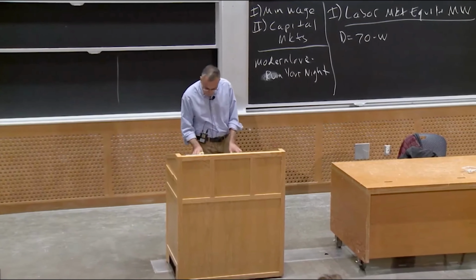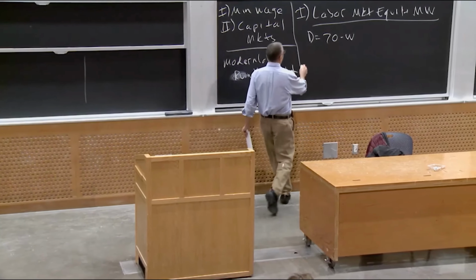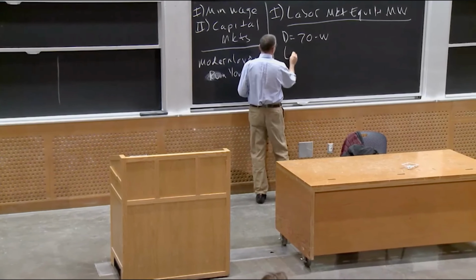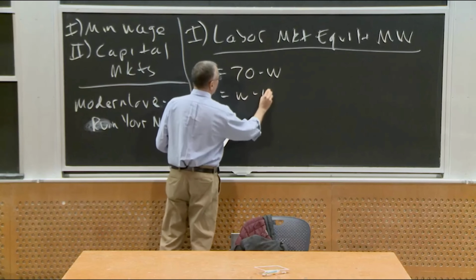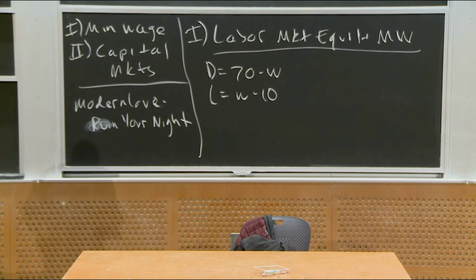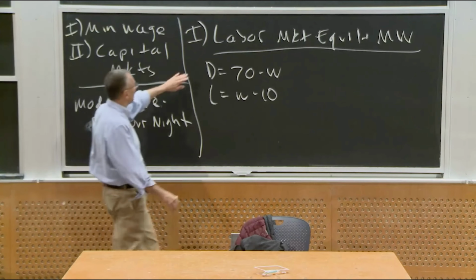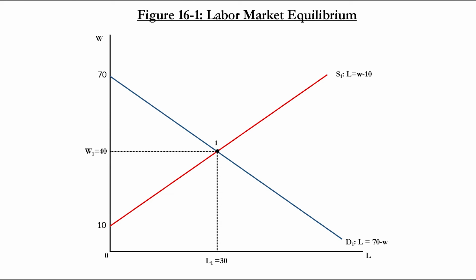So here, for example, we have a labor supply curve of the form L equals W minus 10. So a higher wage leads to more labor supply. The demand curve is L equals 70 minus W. The supply curve is L equals W minus 10.